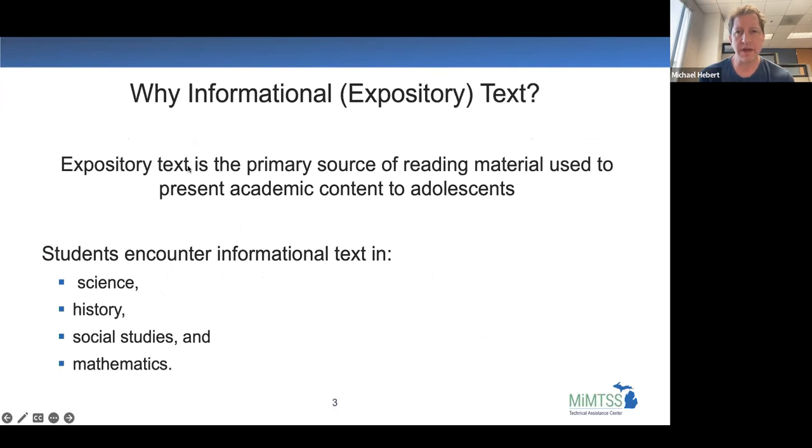So why informational or expository text? Why not just comprehension of all text material? Well, reading comprehension to me is a very complex thing, and it really is dependent on the type of material that you're reading. The way you approach reading and the way you approach comprehension changes based on the type of material. Expository text is really the primary source of reading material that we use to present academic content to adolescent students. So really upper elementary, middle school, high school students are learning a lot of the information they need around science, history, social studies from textbooks or from text material that they read. So it's really important that they understand how to approach that material.